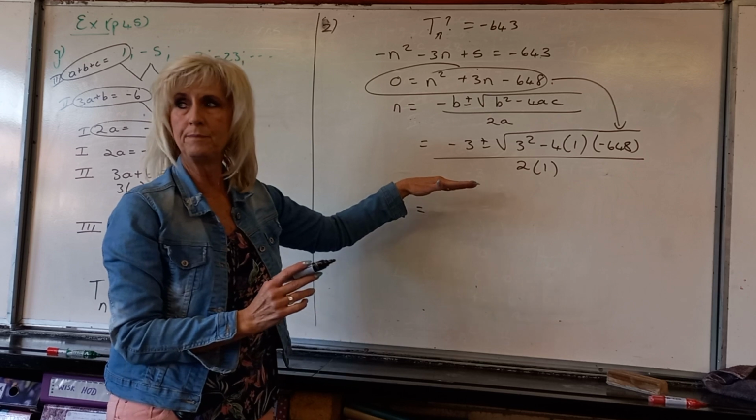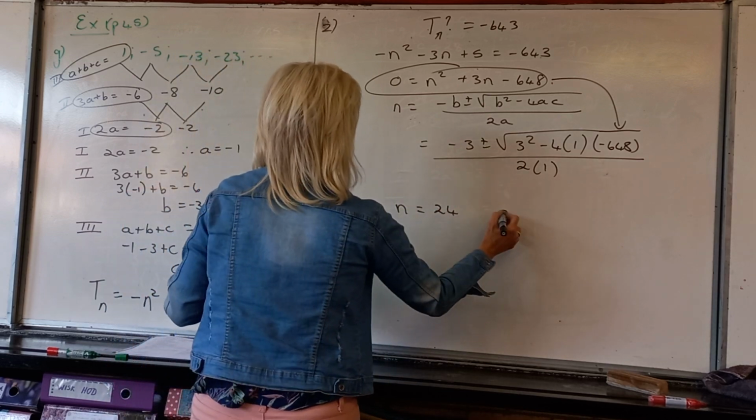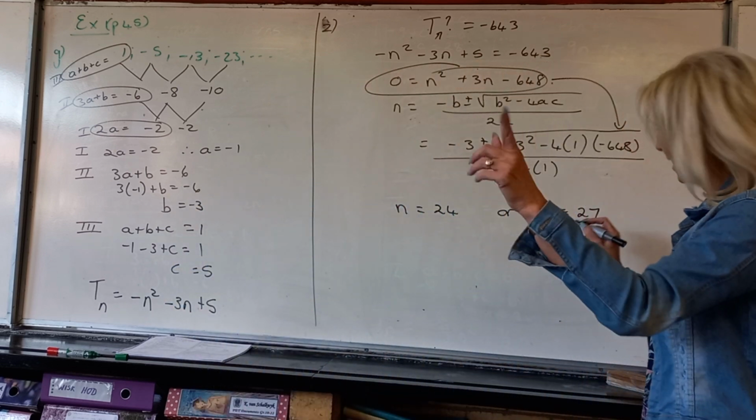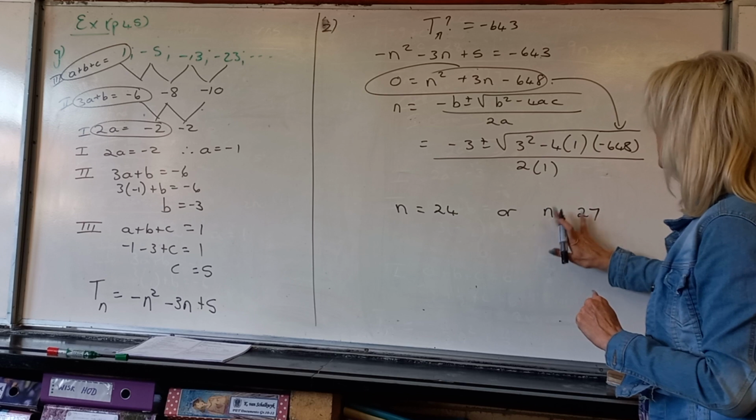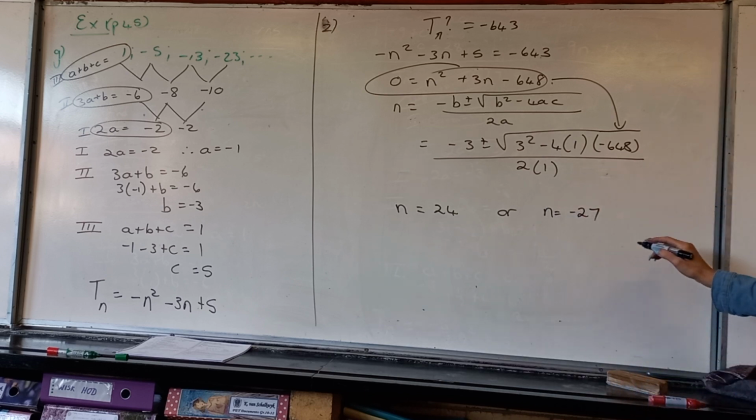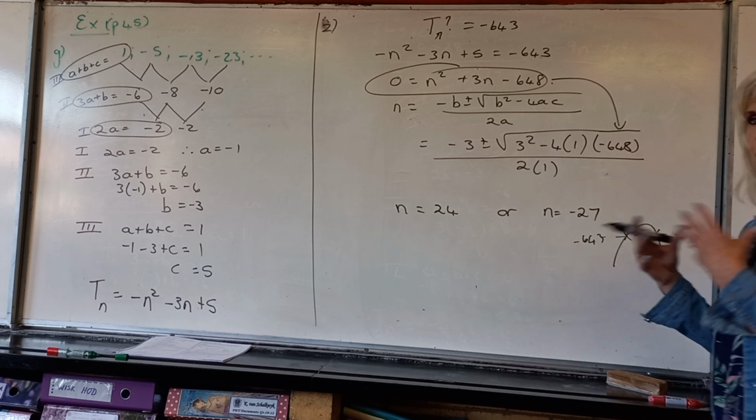Alright, so what are my answers, please? 24. Yeah. 27. Or negative 27. Thank you. Now, could it be two answers? There could be, because remember this is a parabola. It could be something like this, and I'm asking when this answer is going to be equal to negative 6, 4, 3, and it can happen twice. And it did. But now we're looking at the practical side of it.